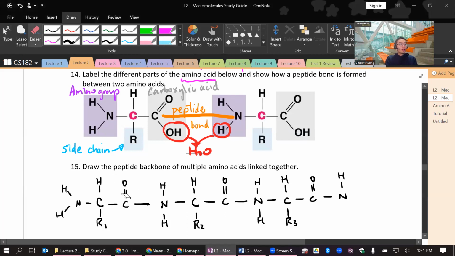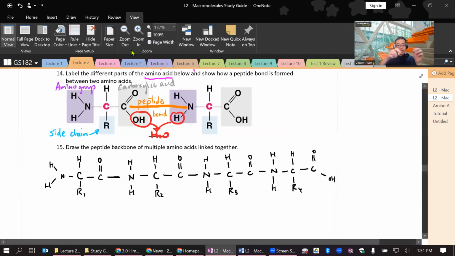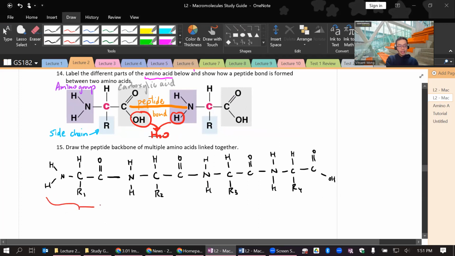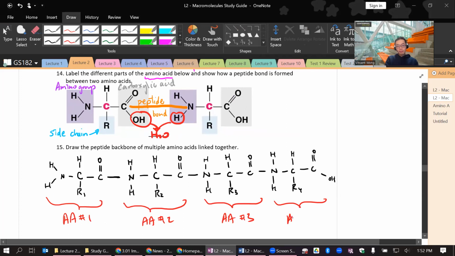All right. I was just showing you how these are being repeated, right? And so I can draw another one here, R4. I'm not going to ask you to draw this, okay? But I'm trying to show you that you can keep on linking it together repeatedly. That's amino acid number 1, over here amino acid number 2, amino acid number 3, and then amino acid number 4. And then it could just keep on repeating itself endlessly.